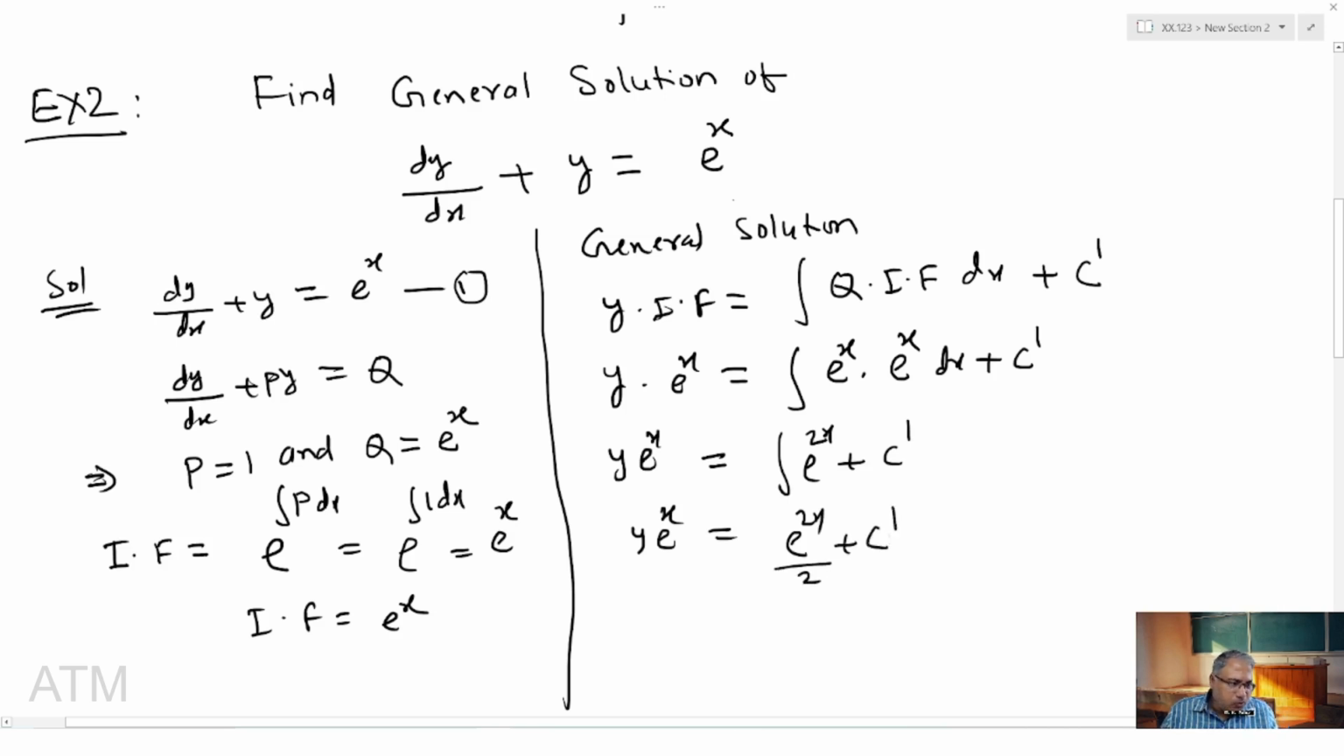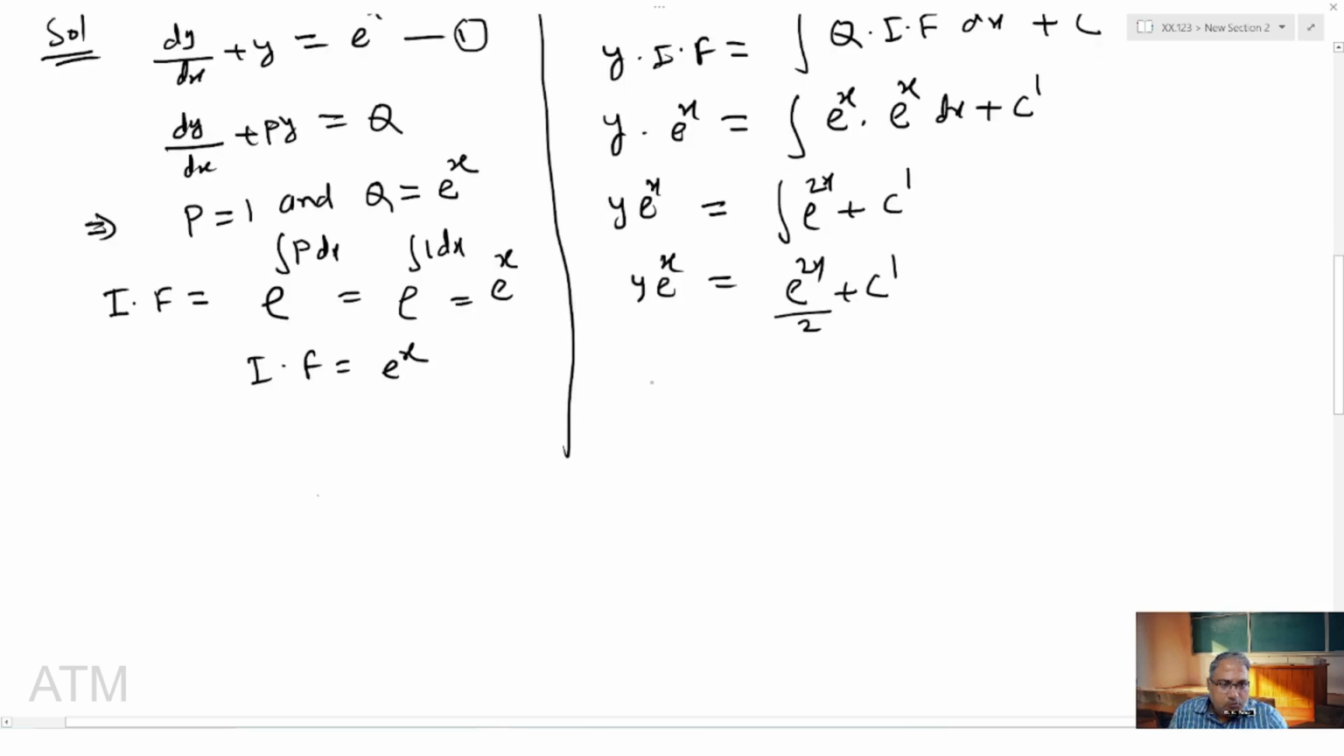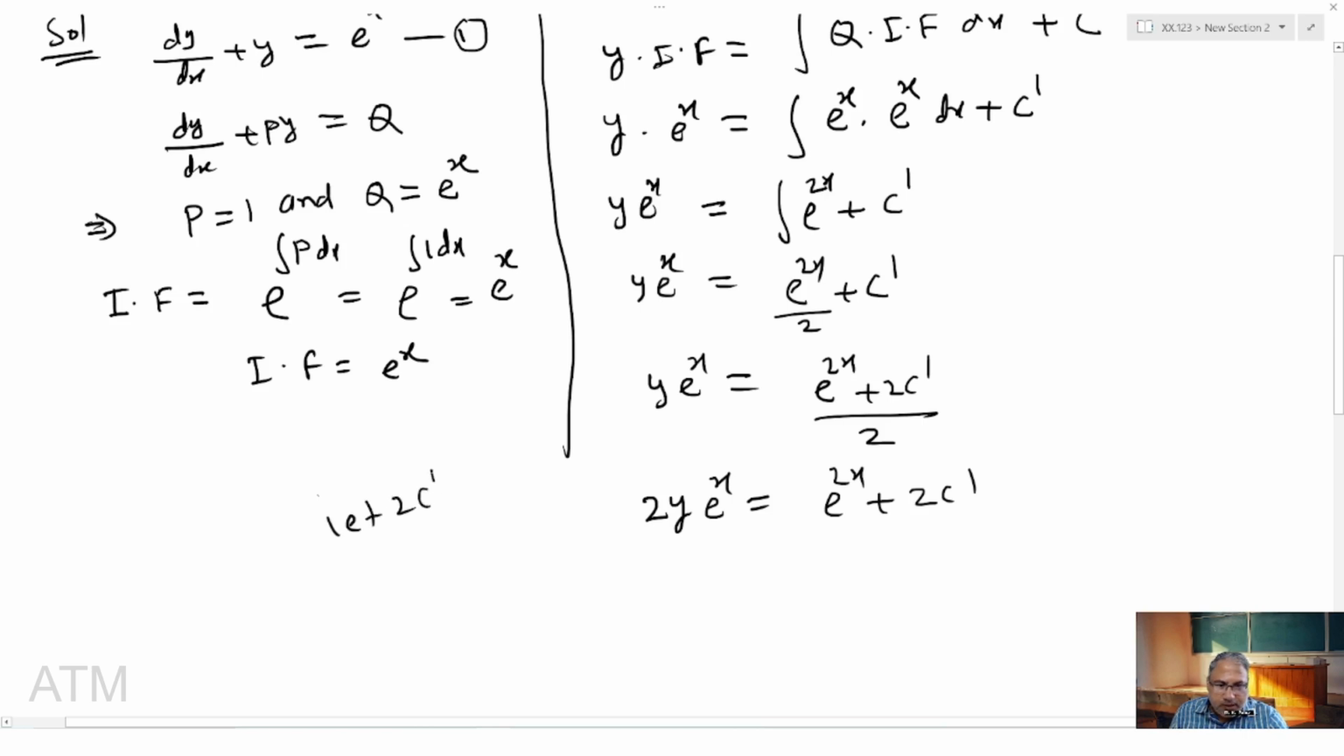Now we require a little simplification. Now this can be written as y e raised to x equals e raised to 2x plus 2c dash upon 2. Cross multiplication, 2y e raised to x equals e raised to 2x plus 2c dash. Let 2c dash equal c. Therefore 2y e raised to x equals e raised to 2x plus c. This is the required general solution.